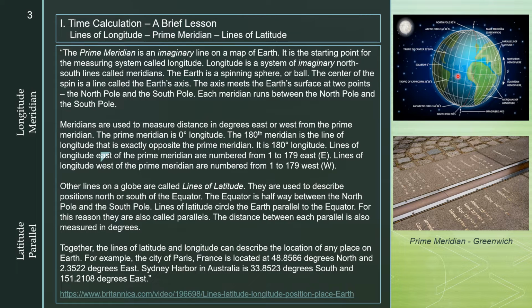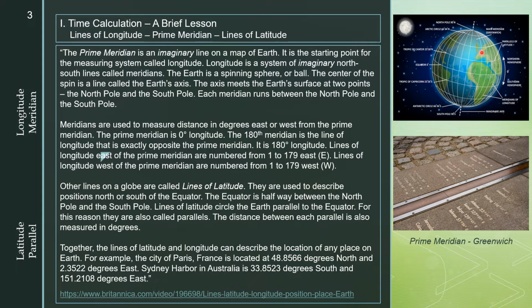Together, the lines of latitude, horizontal with the equator, and the lines of longitude, which are vertical along the meridian line, can be used to describe the location of any place on Earth. For example, the city of Paris, France, is located 48.8566 degrees north and 2.3522 degrees east.